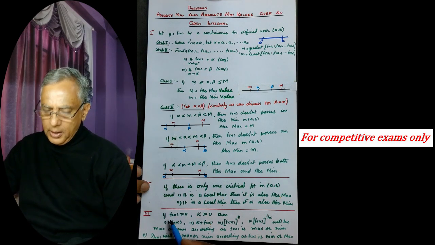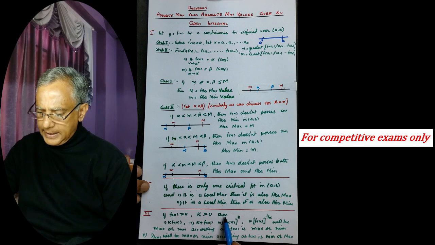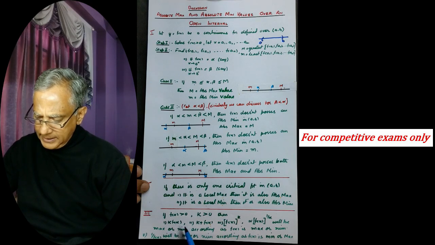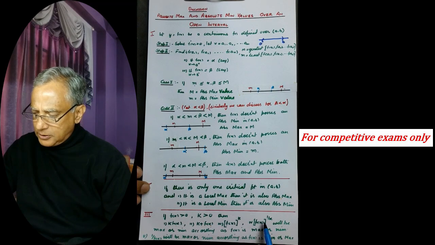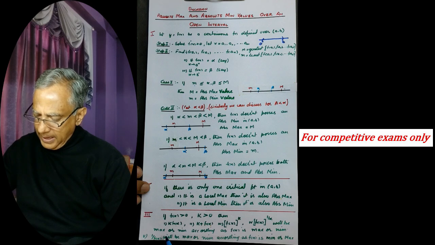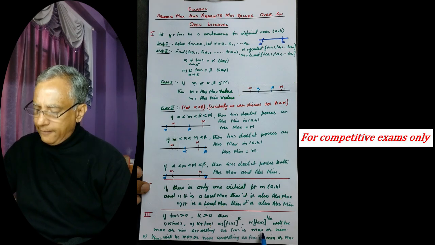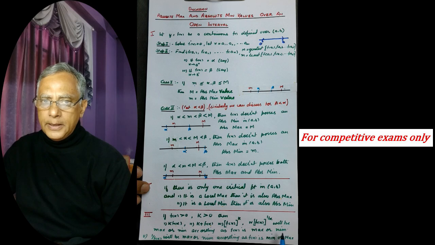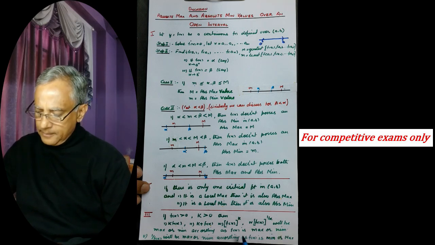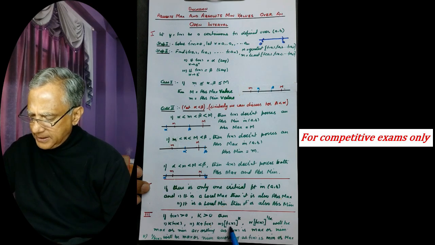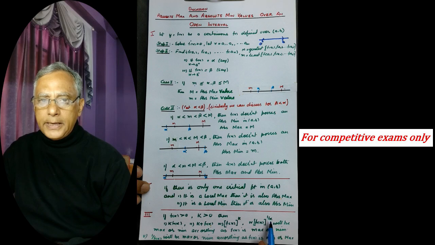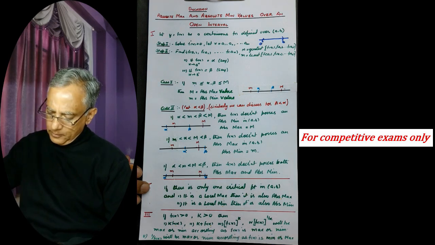Third is, if f(x) is greater than 0 and k is greater than 0, then k·f(x), k + f(x), f(x) to the power of k and f(x) to the power of 1/k will be maximum or minimum according as f(x) is maximum or minimum. The trend will be maintained. If f(x) is maximum or minimum at a point, then k·f(x), k + f(x), f(x) to the power of k, f(x) to the power of 1/k will also be maximum or minimum at that point. The trend will be maintained.